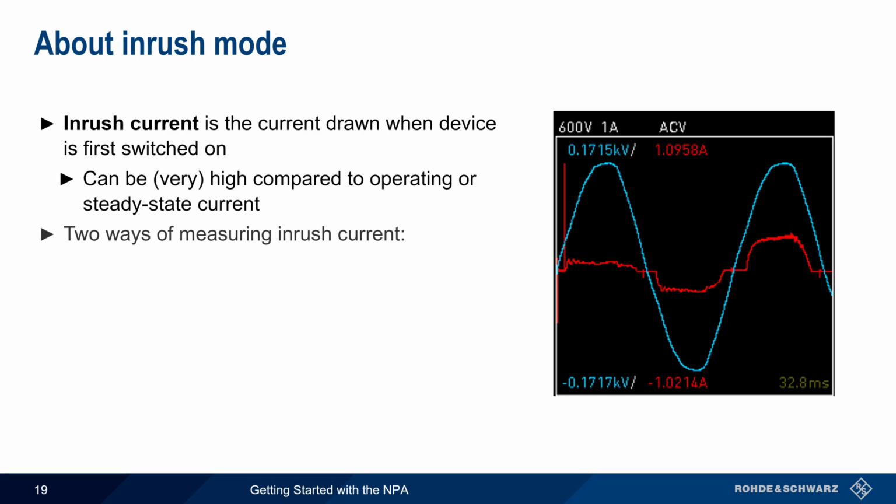There are 2 ways of measuring inrush current with the NPA. The first of these is using peak hold while in numeric mode. The second is using Inrush mode.